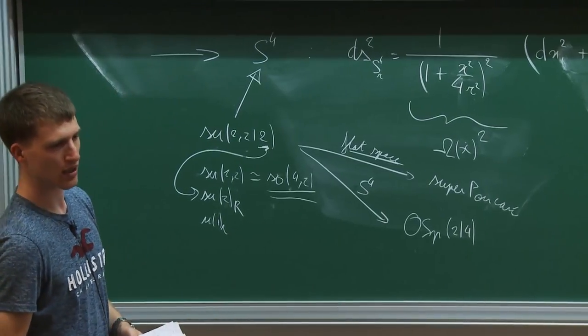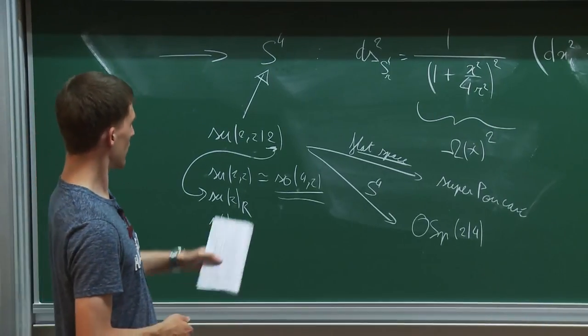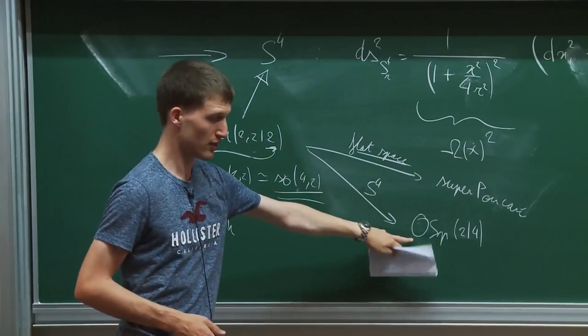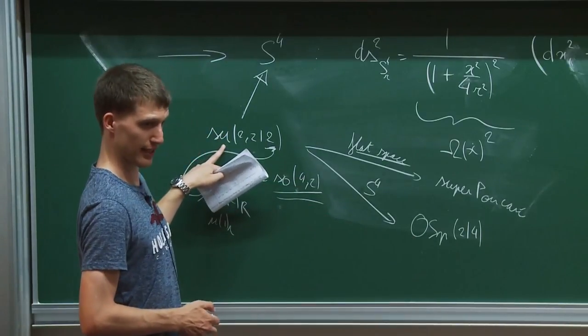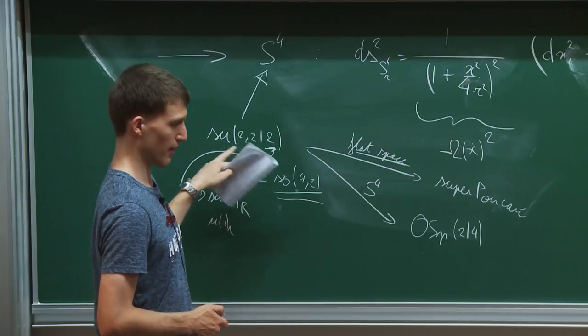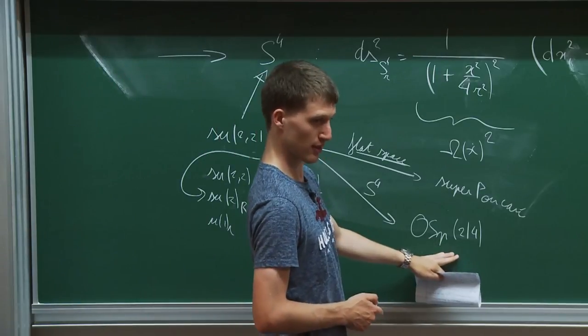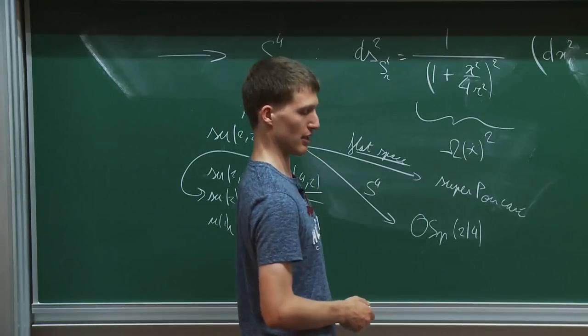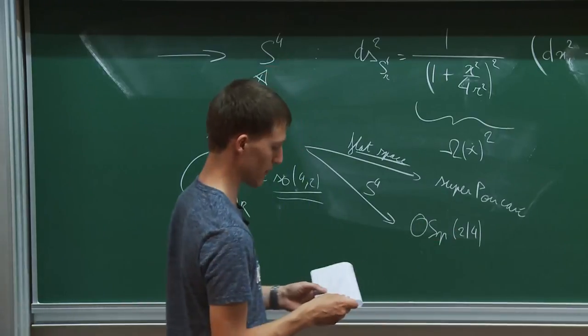Okay. How many supercharges do you have in this sense? Is it 16? Where? Here? No, here, 8 Poincaré and 8 superconformal. And here I have 8, which I can maybe call Poincaré, or just massive.